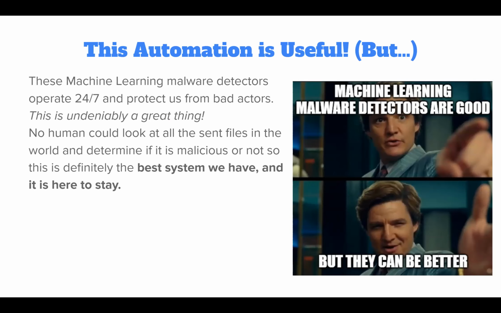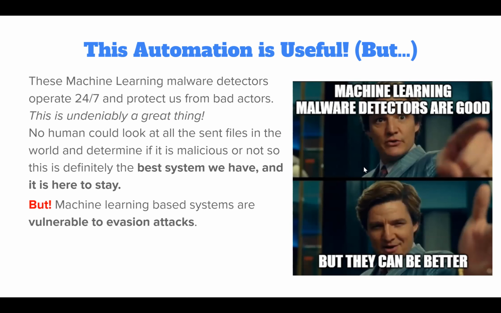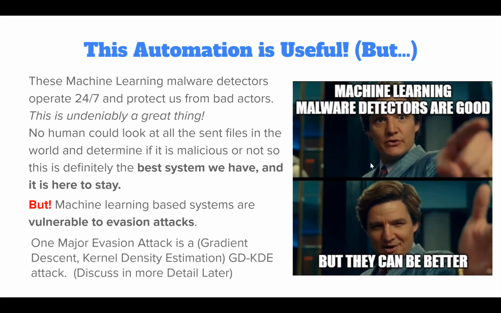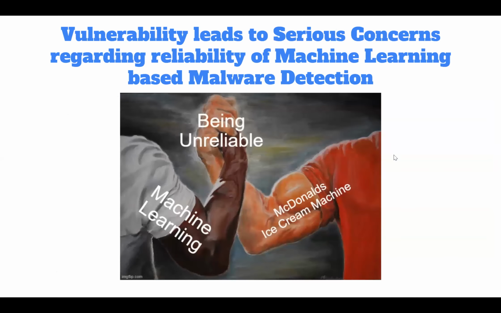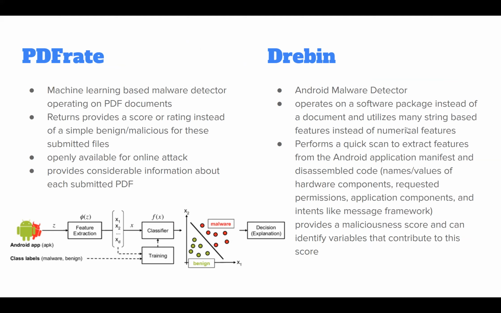And for the time being, it is the best system we have, and it is here to stay. But unfortunately, there really are some flaws to this system. Machine learning-based systems are vulnerable to evasion attacks. In particular, they're vulnerable to gradient descent and kernel density estimation attacks, and that's something we're going to be talking about later. Because of this vulnerability, there are serious questions regarding the reliability of these systems, and that's a concern we have to address. And these are two of the example systems that we're going to be talking about.